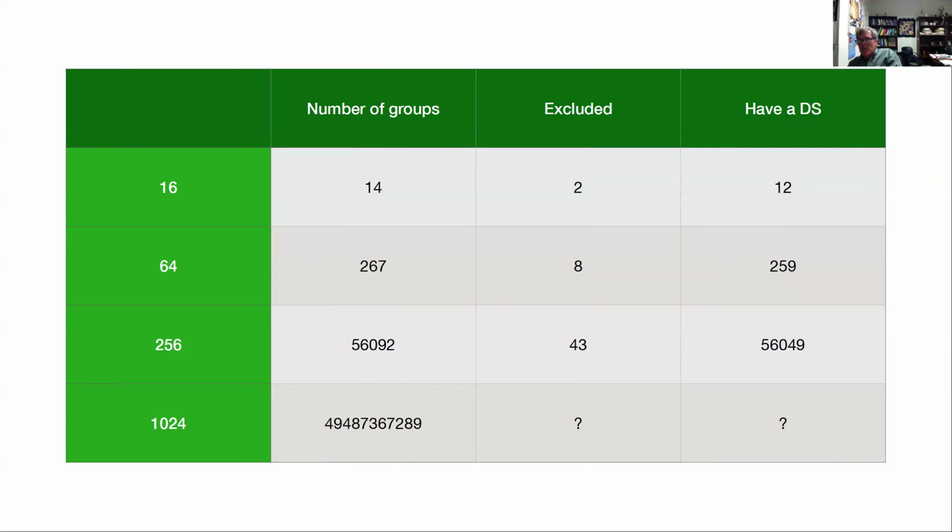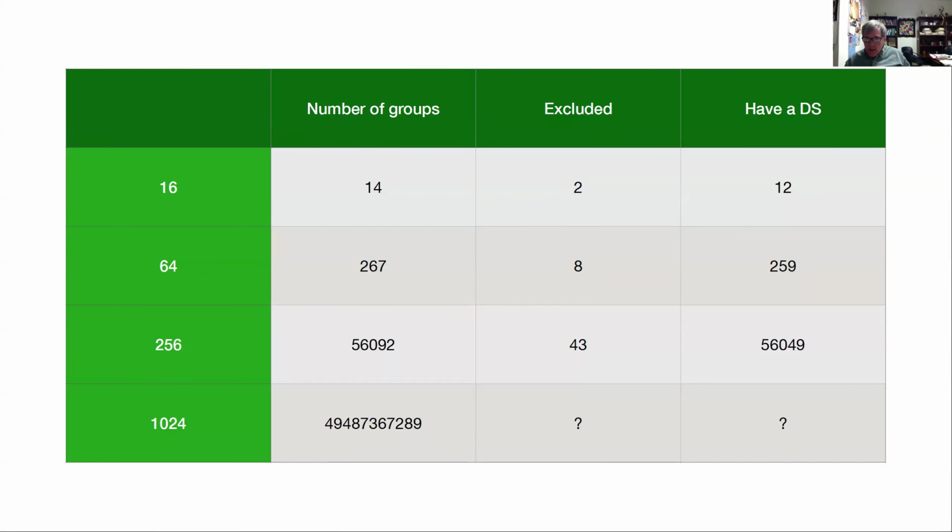And so what's the next size up? Well, it's 1,024, which is 4 to the 5th, 2 to the 10th, and there are almost 50 billion groups of order 1,024. I don't even know how many are excluded. That wouldn't be terrible, but it's going to take something to figure out how many of the 49 billion are excluded. But oh my word, it took so long to get to 56,000. How are we going to get to 50 billion?